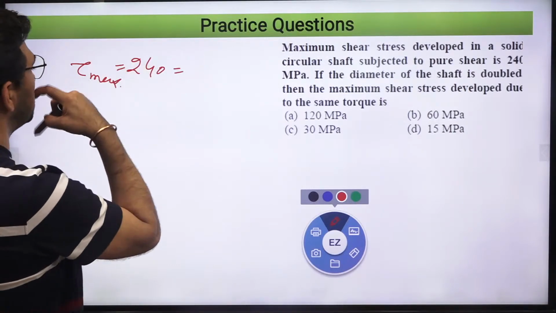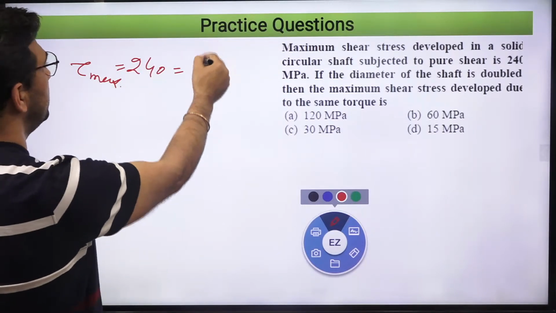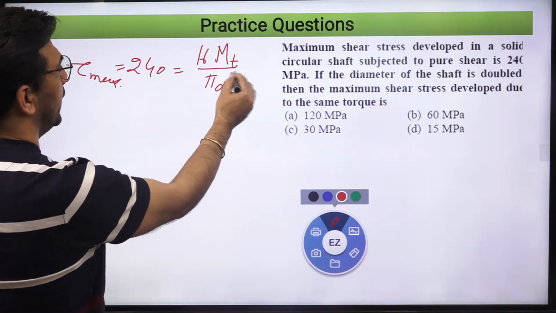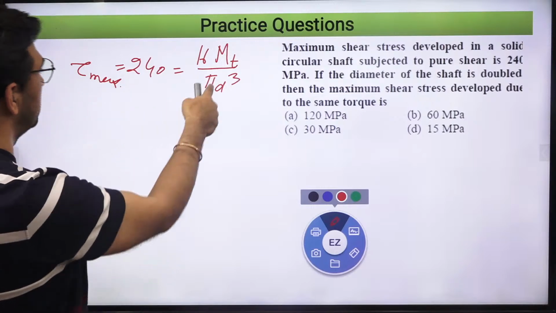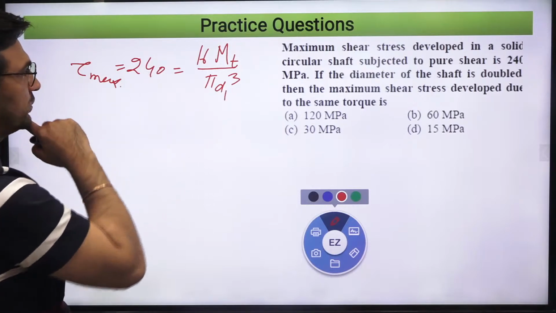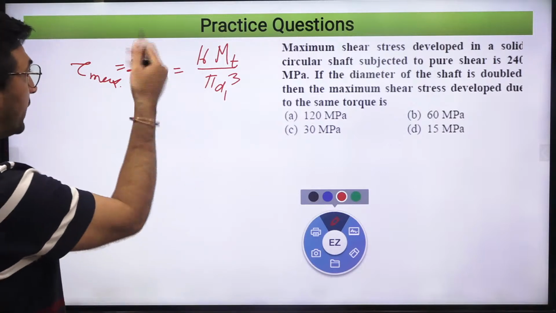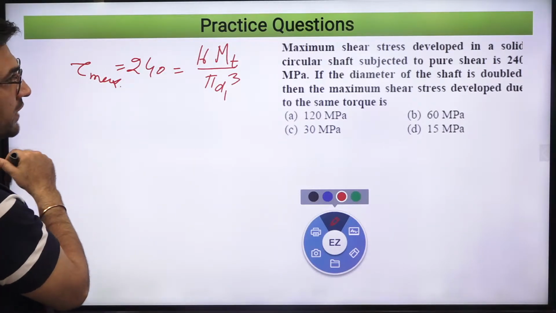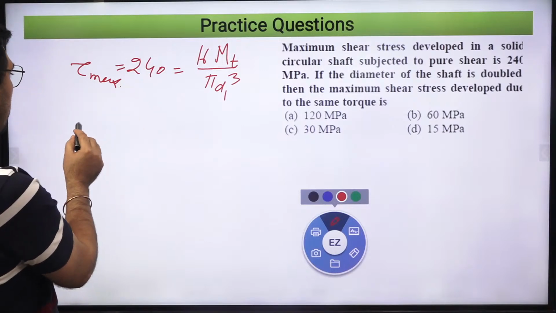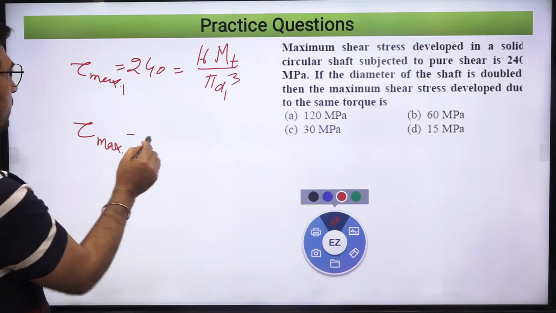And how do you write it? Maximum shear stress, you write it in terms of what? 16 mt divided by pi d cube. This is how you calculate. And what it says, if the diameter of the shaft is doubled. So let's say maximum shear stress developed, d1 was the initial diameter. Now if it is doubled, then the maximum shear stress developed due to the same torque will be equal to what?